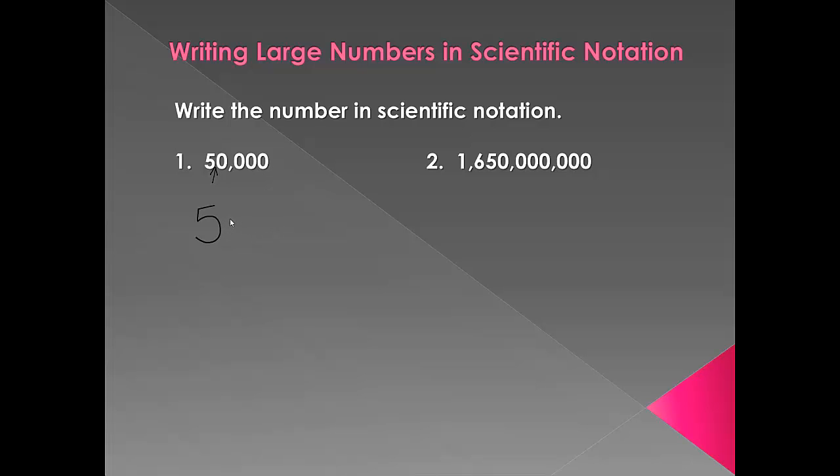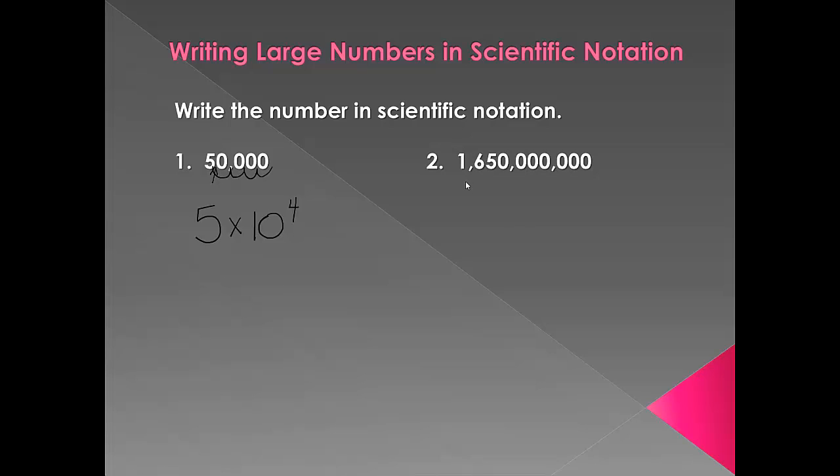So we'll have 5 times 10, and now we need to figure out our exponent. We want to figure out how many places we had to move our decimal to put it right behind this 5. It originally started at the end of the number, so we moved it 1, 2, 3, 4. Since our number we started with was greater than 1, our exponent is going to be positive. So our exponent would be just 4. So we have 5 times 10 to the 4th power.